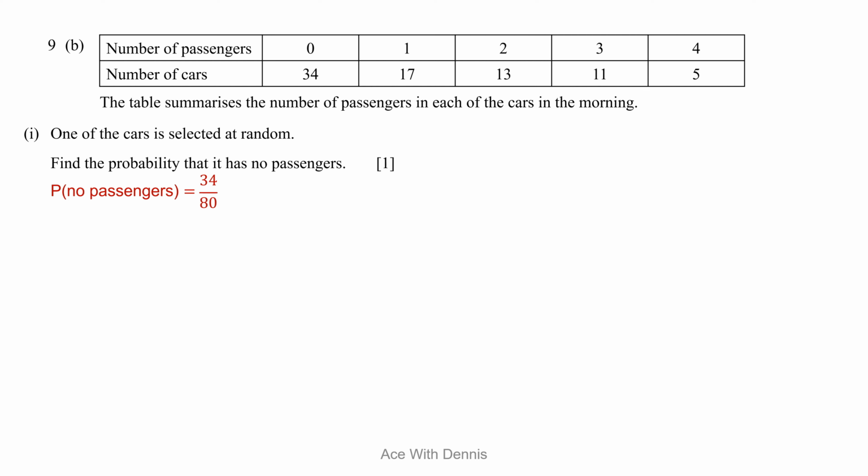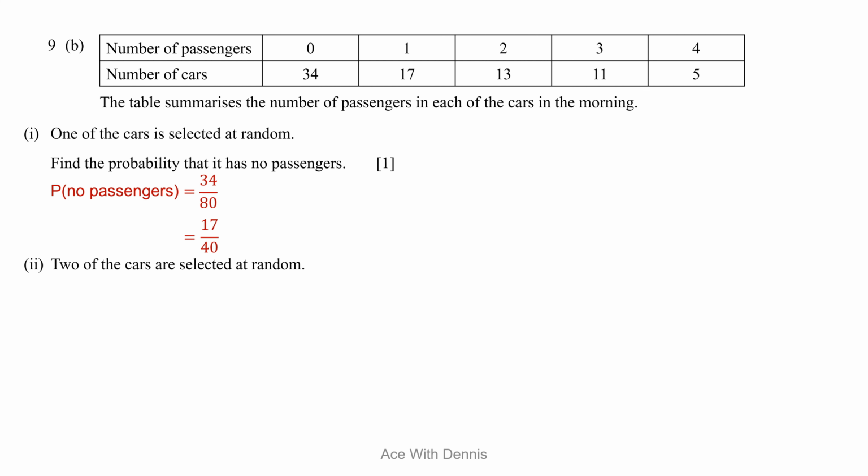The reason is because from the table we can see that there are 34 cars that have 0 passengers. So it will be 34 over a total of 80. Then we simplify, and it becomes 17 over 40.